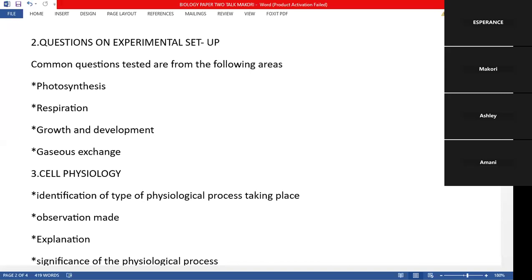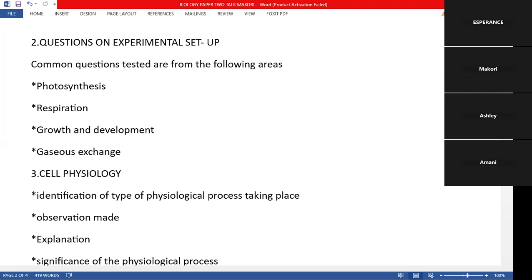As Mr. Paul is displaying that, I can say this: in almost every year, there is a question on the experimental setup. Like in the year 2024, last year, in paper 2, we had a question on photosynthesis. In the year 2023, we had an experimental question on photosynthesis and gaseous exchange.